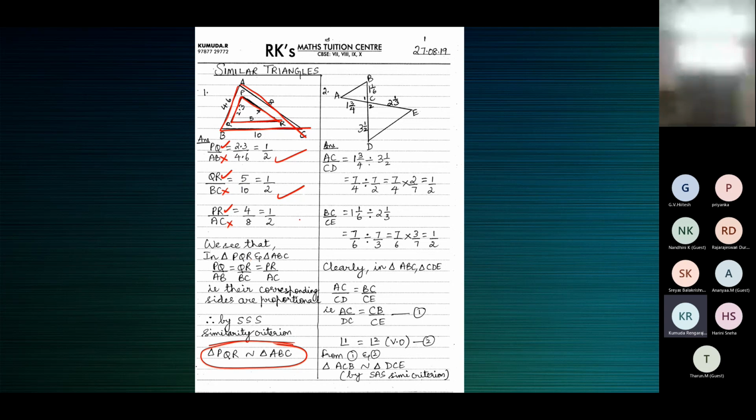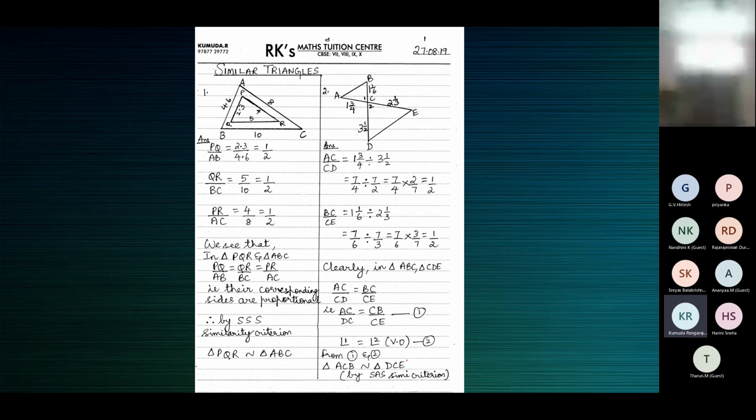So we see that the ratios are the same. So we see that in triangle PQR and triangle ABC, these three ratios are the same. PQ by AB is equal to QR by BC is equal to PR by AC. So that is, their corresponding sides are proportional. Therefore, by SSS similarity criterion, the two triangles are similar to each other. That is the first one. See the second one here also.